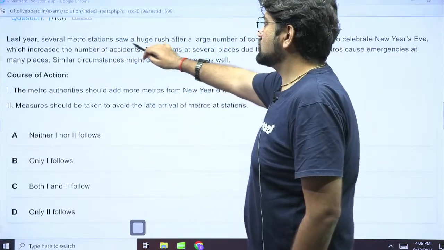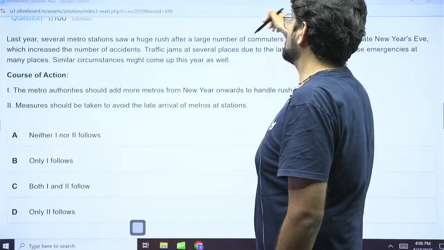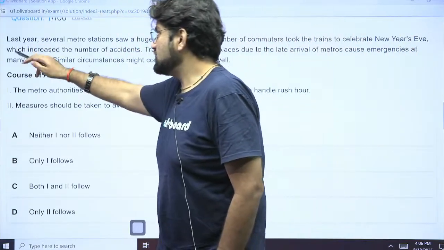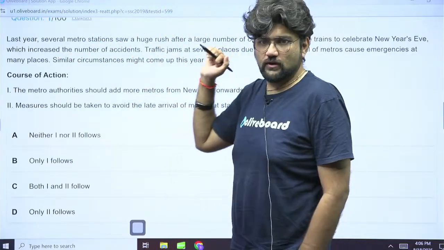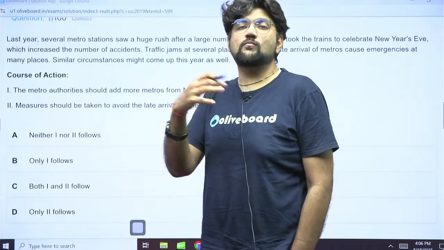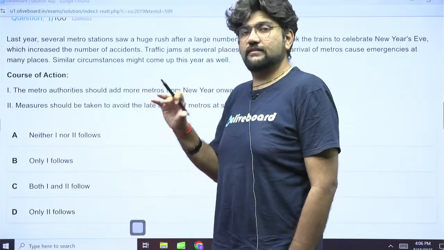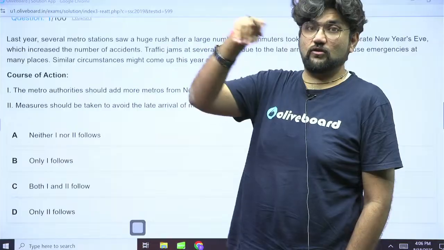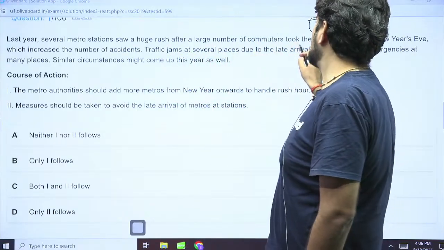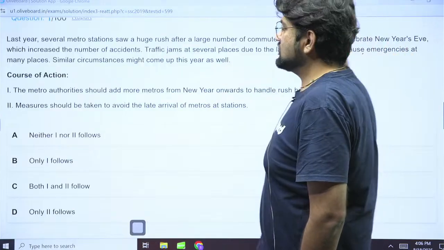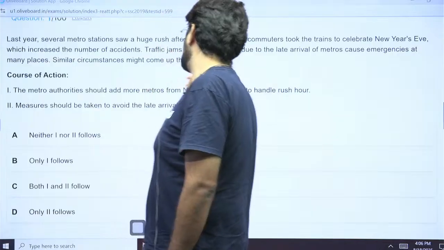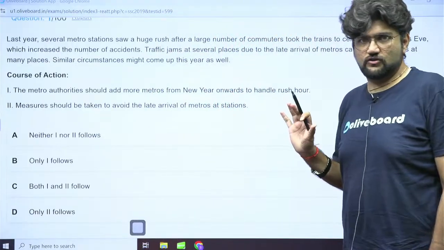Last year, several metro stations saw a huge rush after a large number of commuters took the trains to celebrate New Year's Eve, which increased the number of accidents, okay? So the idea is that a large number of commuters are going towards the metro, which is leading to more accidents. We don't know whether the accidents are about the metros or whether the accidents are on the road while they're traveling to the metro. Traffic jams at several places due to late arrival of metros cause emergencies at many places, okay? Similar circumstances might come up this year as well. This is the statement. This is how much you have understood.